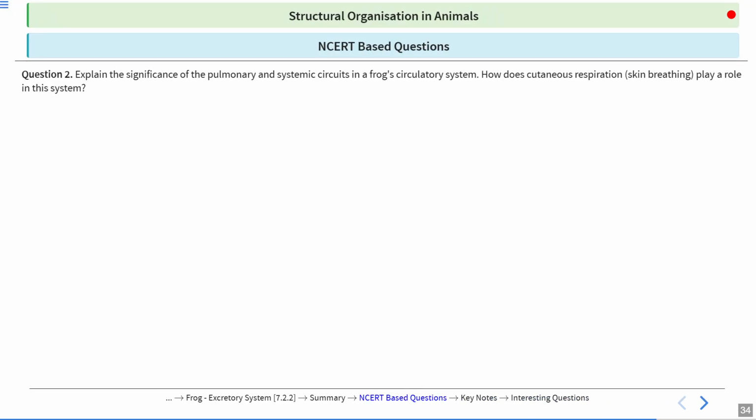Next question. Explain the significance of the pulmonary and the systemic circuits in the frog circulatory system. How does cutaneous respiration, skin breathing, play a role in this system?